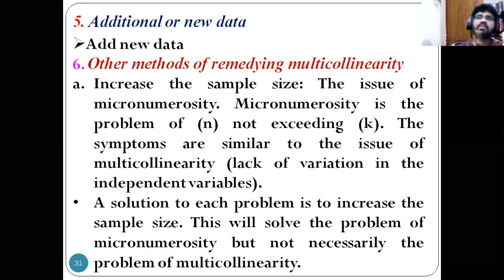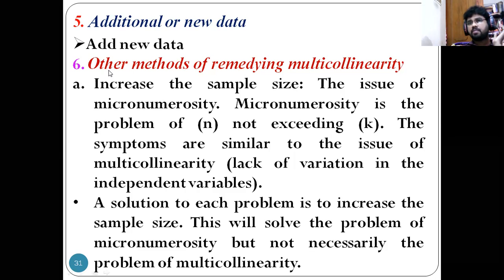You have to collect more information from the respondents, or collect information from more observations, or extend the time period of the study. For example, if you collect 30 years of data, you need to collect more than 30 years, so then you may not get the multicollinearity problem. We need to increase our number of observations, whether it is cross section, time series, or a combination of both. That is adding new data.